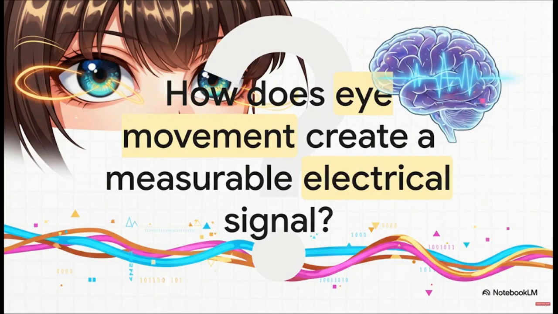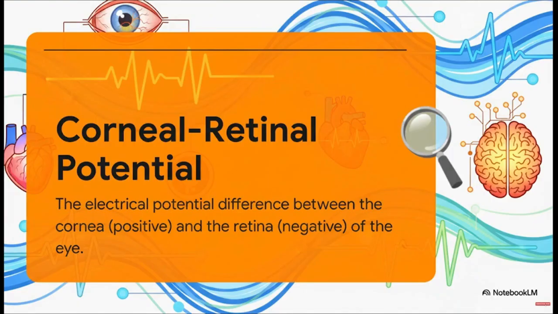So next, how does eye movement create a measurable electrical signal? I have already discussed with you that there is a dipole movement created due to the corneal and the retinal potential difference. So the electrical potential difference between the cornea positive and the retina negative of the eye leads to the formation of a dipole.